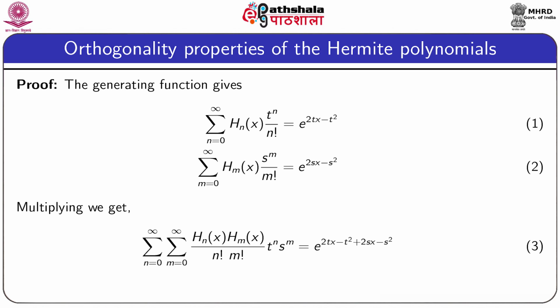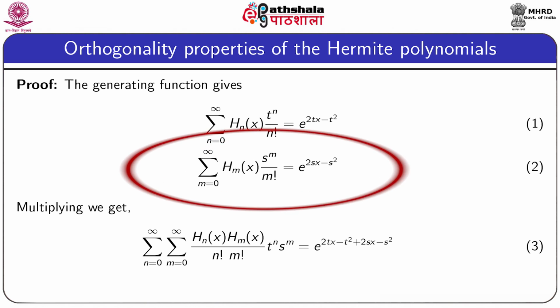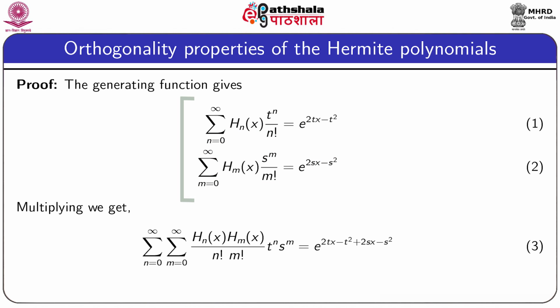To start the proof, we start with the generating functions given by equations 1 and 2, which is summation n equal to 0 to infinity H_n(x) t to the power n by n factorial equal to e to the power 2tx minus t square, and summation m equal to 0 to infinity H_m(x) s to the power m by m factorial equal to e to the power 2sx minus s square.